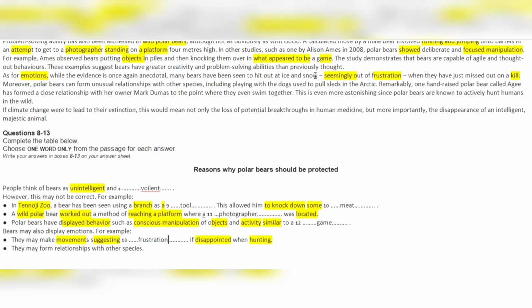They may make movements. While the evidence is once again, many bears have been seen to hit out at ice and snow, seemingly suggesting frustration, out of frustration when they have just missed out on a kill, if disappointed when hunting. These are the lines of this. When they just missed out on a kill, they paraphrase this line with the help of these words.